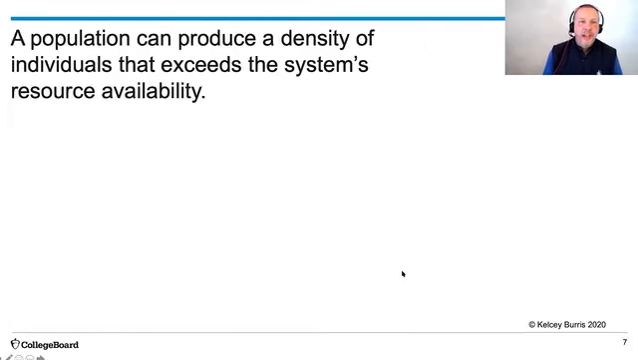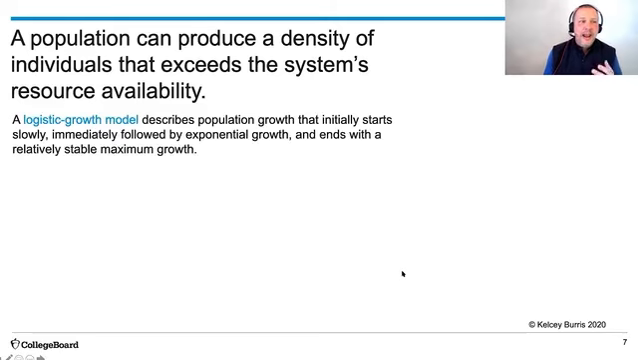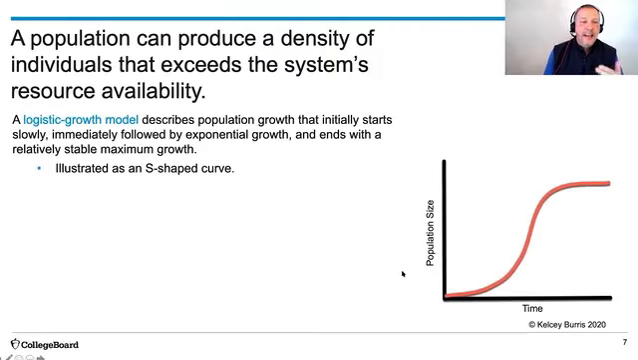A population can produce a density of individuals that exceeds the system's resource availability. A logistic growth model describes population growth that initially starts slowly, immediately followed by exponential growth, and ends with a relatively stable maximum growth. It is illustrated as an S-shaped curve, as you can see on the graph.